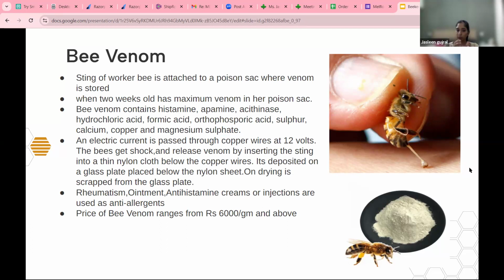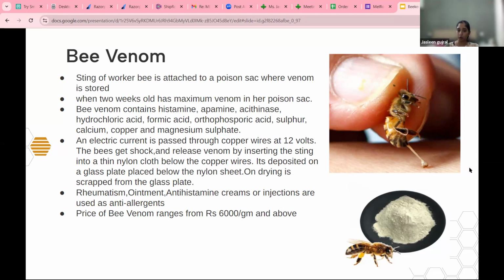In order to extract the bee venom, a small glass plate is placed just outside the bee box. Through that, an electric current is passed through copper wires, a very, very minute current of 12 volt. Whenever they are passing it, the bees get a shock, and the venom is excreted in liquid form on that glass plate. Once it's collected, it's dried and collected in powder form.